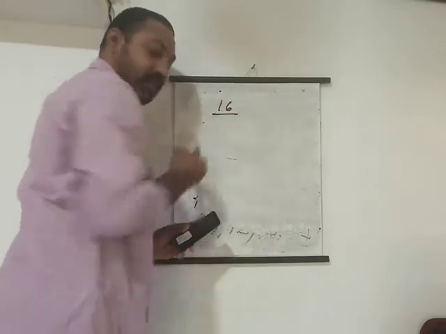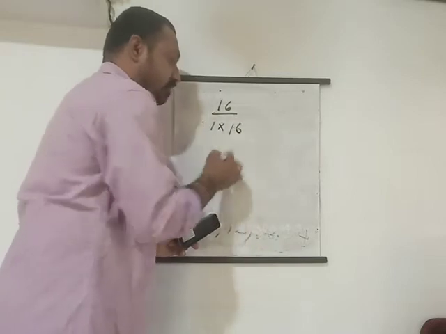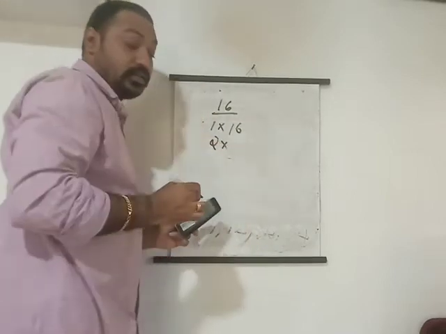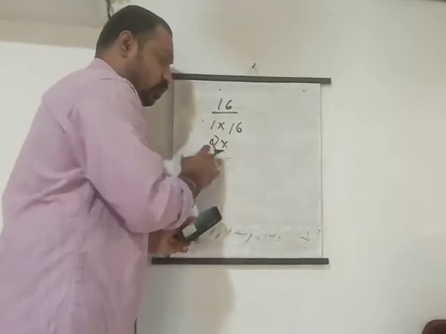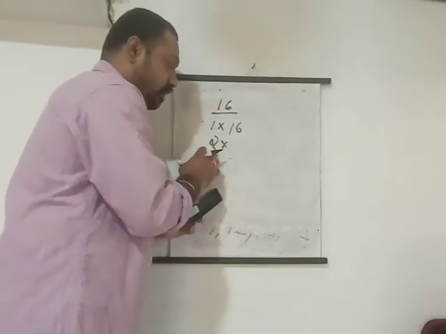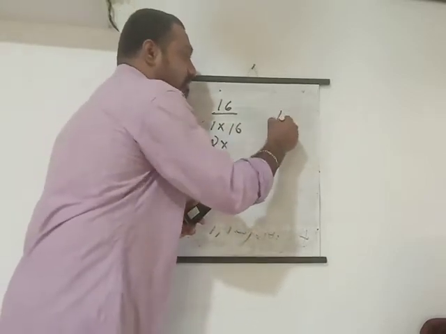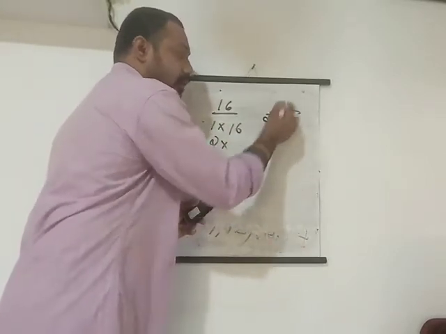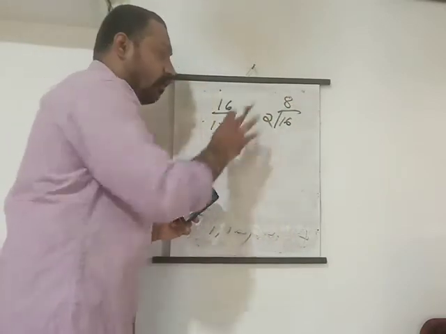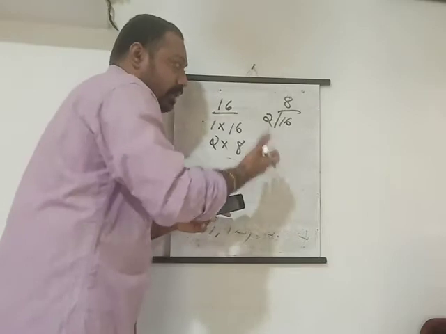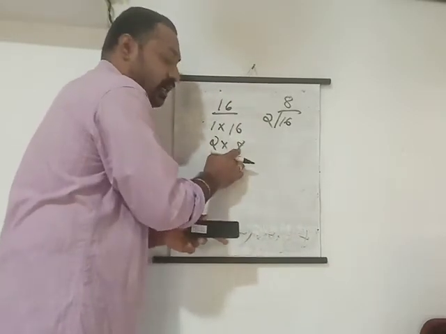One more I will take: 16. How can we write it? 1 into 16. Now how many times of 2 is 16? 2 8s are 16. If you have any doubt about how many times of 2 is 16, just divide 16 by 2, then you can see that 8 2s are 16. So write that 2 is there. Any doubt in how many times of that number is this number, just divide this number by that one, then you will get it.